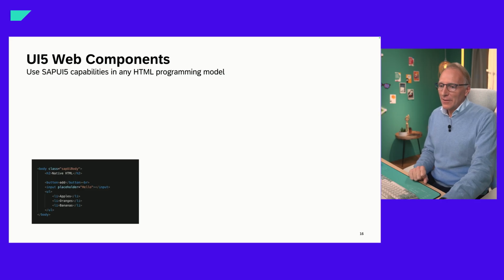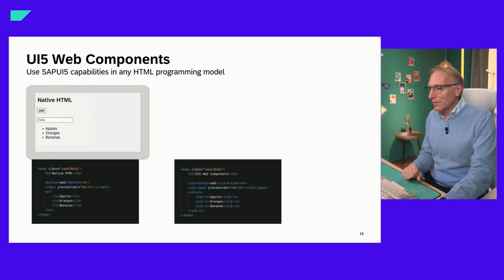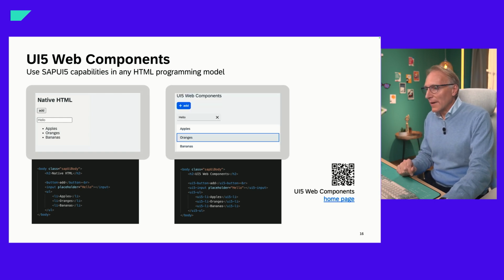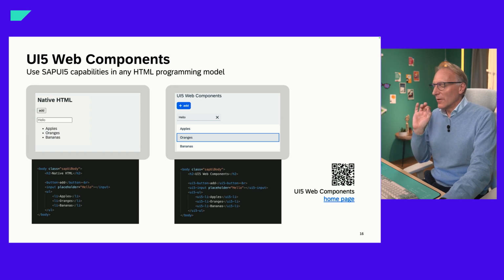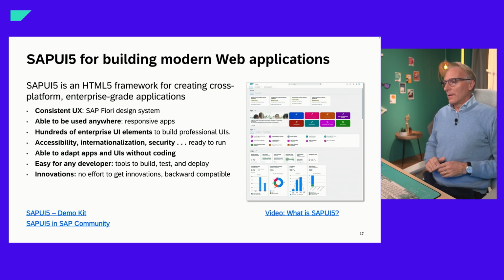If you look at good old native HTML, here we have a list with a button and an input text. No logic behind it, it's just visualized. With the same amount of code, but here now with Web Components, you actually create interactive components that run in any browser, and even have all the logic of entering data, selection, and so on. So it's a very powerful approach. Web Components is an international standard, and that's why we're using that as our foundation going forward and providing them in UI5.